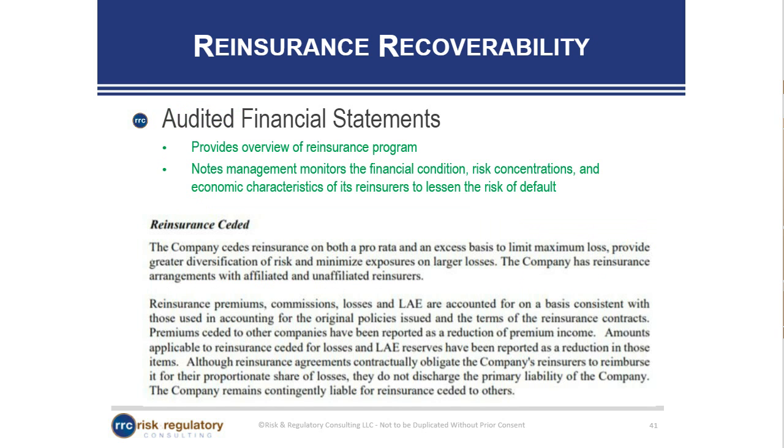Another good source would be the audited financial statements, where it provides, again, a high-level overview of the reinsurance program, and it notes that management monitors the financial condition, risk concentrations, and economic characteristics of its reinsurers to lessen the risk of default. Again, this is an area that is ripe for working with management or working with your examiners to really get a better feel, a deeper feel for how management actually selects and monitors its reinsurers and manages the reinsurance credit risk. But at least this is some indication directionally of the process that should be in place.